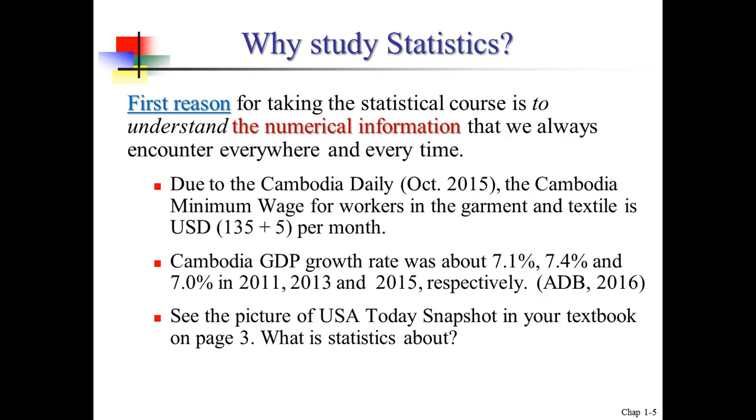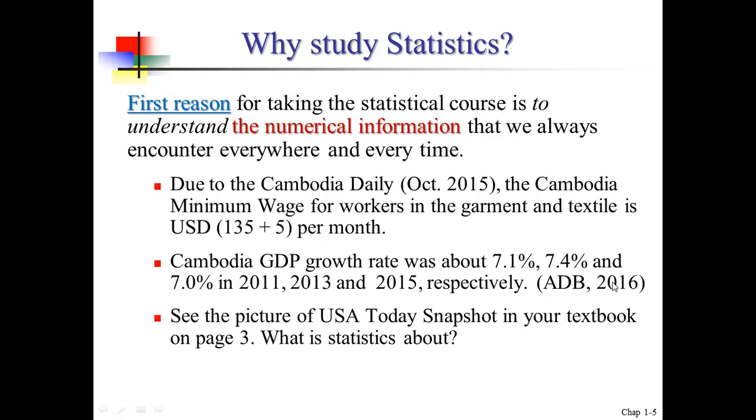The other point, Cambodia's GDP growth rate was about 7.1%, 7.4% and 7.0% in 2011, 2013 and 2015 respectively. This is based on ADB. Okay, so in order to avoid plagiarism, when you take data from any source, don't forget to cite the source, otherwise you are plagiarizing. For example, I take a quote like this one based on Cambodia Daily, October 2015. This is the phrase that I use to avoid plagiarism. Or if you don't want to use this style, maybe like this one, ADB 2016.